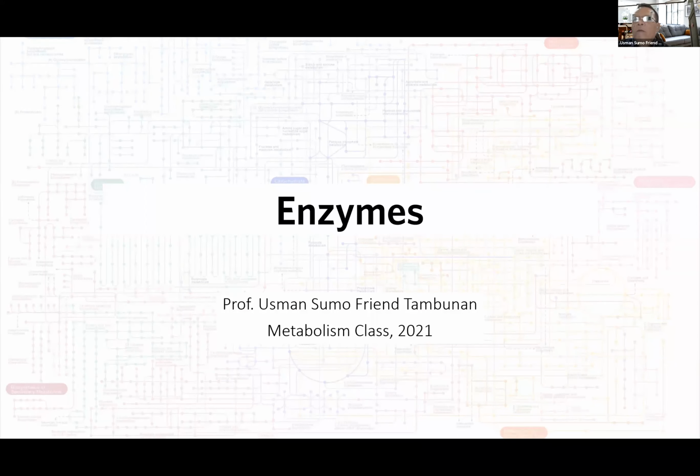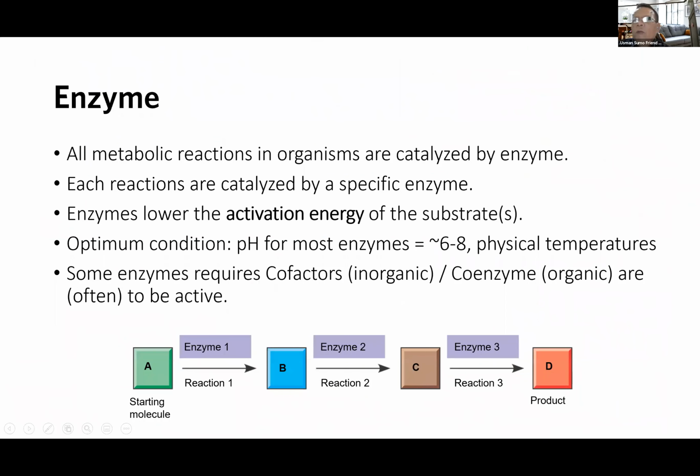Let us look at the figure below. Molecule A as a starting material will react to form product D through several reaction steps catalyzed by several enzymes. Then, what is the enzyme method? Let us see this one. Next, please.